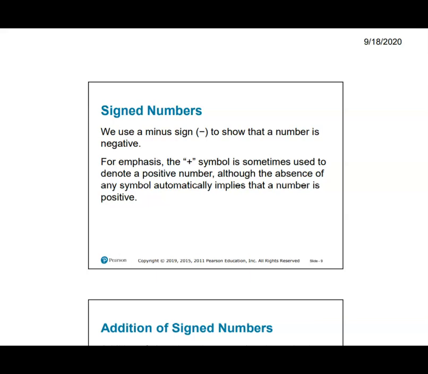We use a minus sign to show that a number is negative. For emphasis, the plus symbol is sometimes used to denote a positive number, although the absence of any symbol automatically implies that a number is positive.